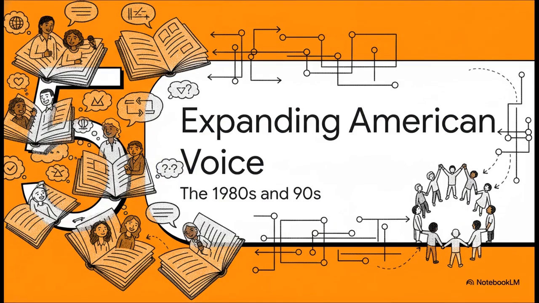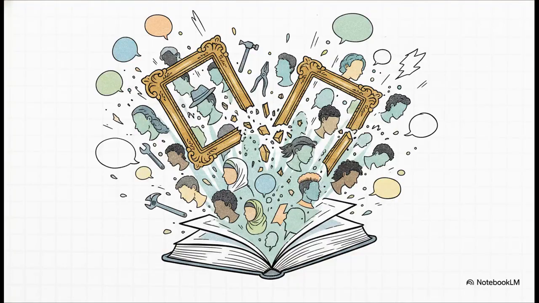Section 5. Expanding the American Voice. The 1980s and 90s. So, how did the literary world ultimately resolve this ongoing crisis? Well, they changed not just how the story was told, but who was telling it. The American canon exploded with diversity.